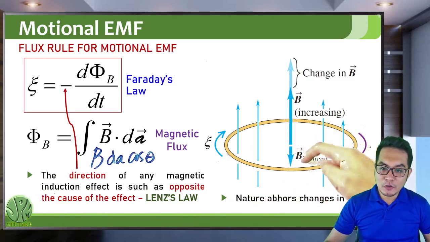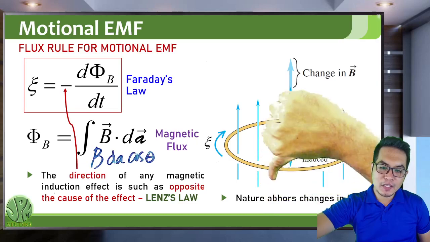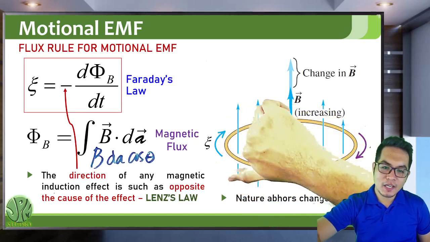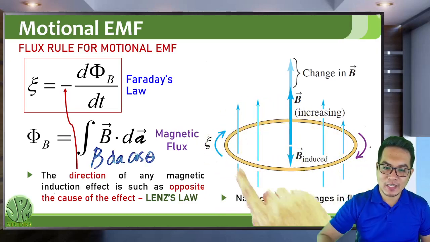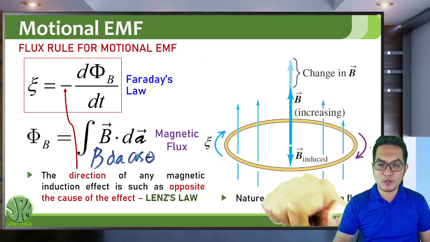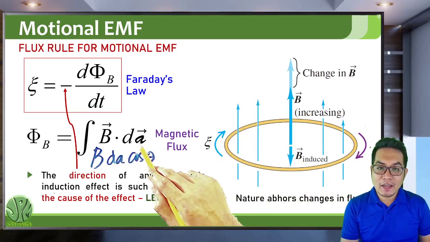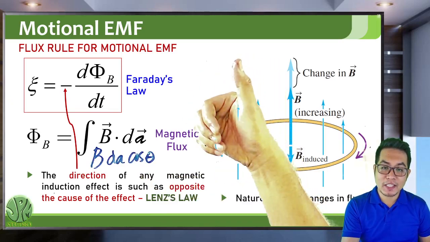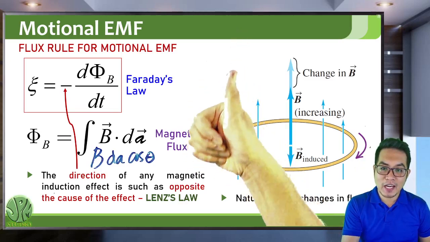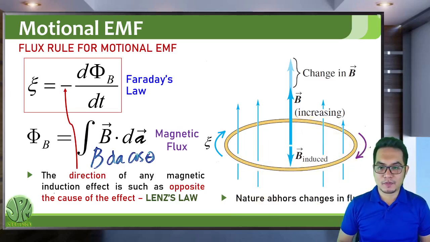It will induce a magnetic field in the opposite direction. If the induced magnetic field is downward, then the direction of the current, the induced electric field and the EMF is in this direction. We always use the right hand rule. Take note, the direction of the area vector depends on the direction of the current. Using the right hand rule, if your fingers curl in the direction of the current, then your thumb points in the direction of the area vector. In this case, the direction of the area vector is downwards.